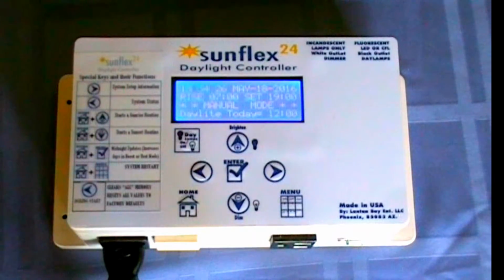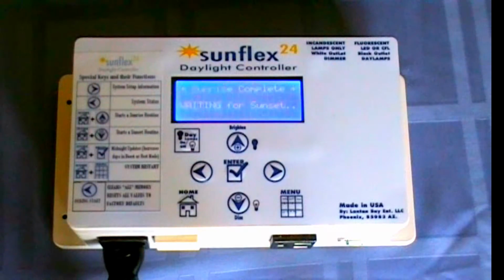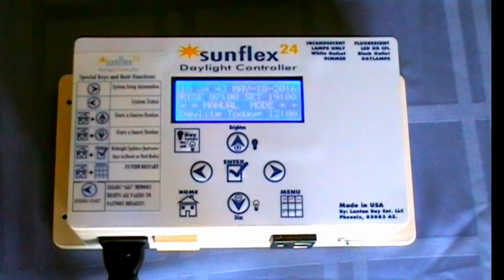Same scenario. The lights go out at 10 o'clock in the morning. However, the lights don't come on until 9 o'clock at night. It's past sunset. Therefore, the system does one of two things. If there is a night light level set, it turns the lamps to a night light level setting. If there is no night level set, the lamps remain off.